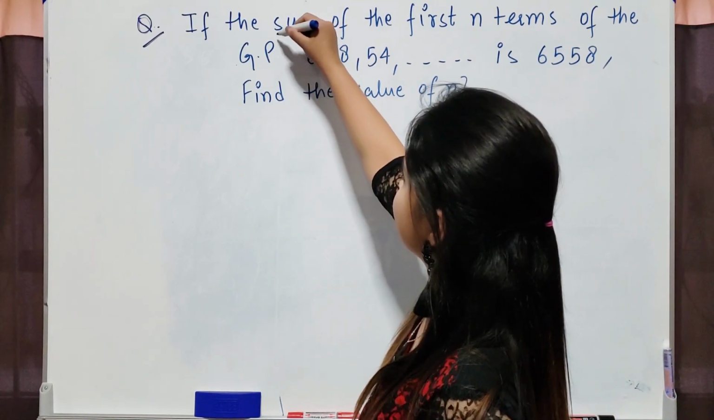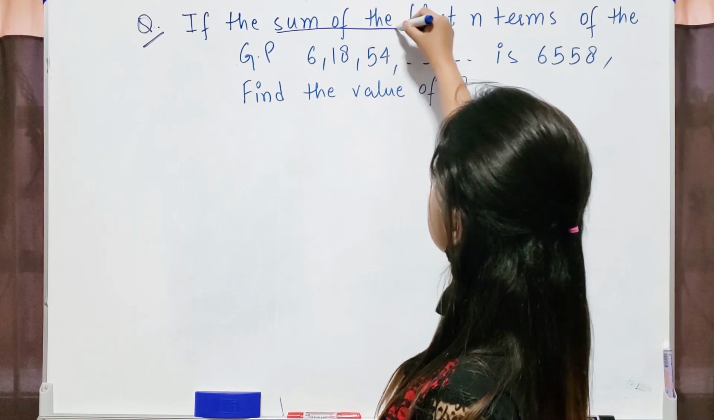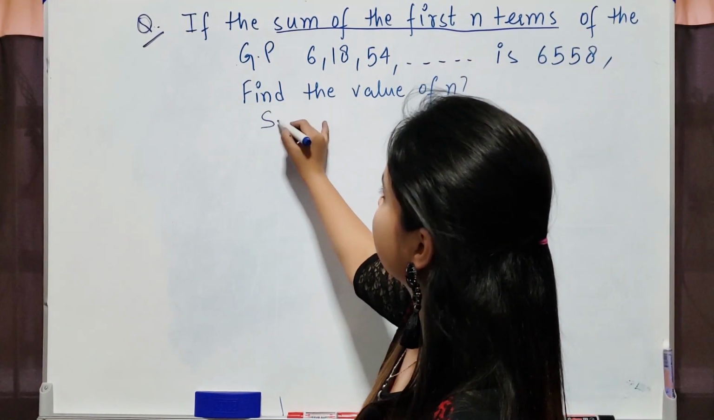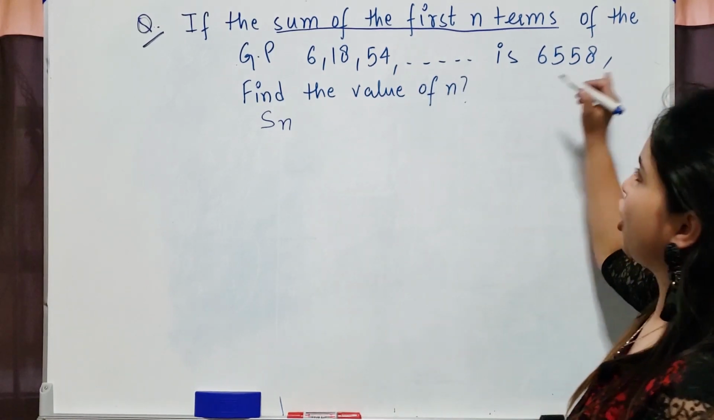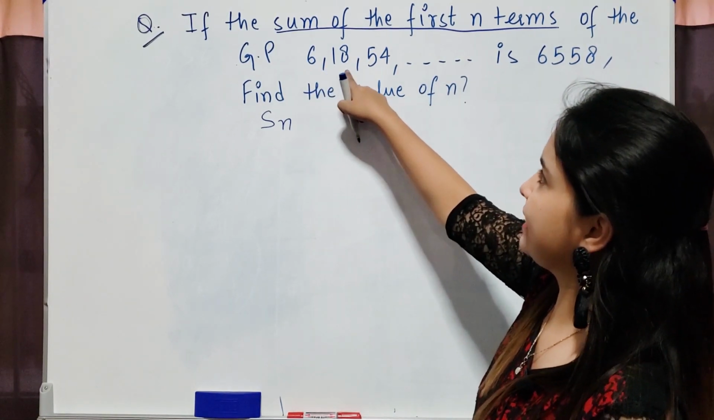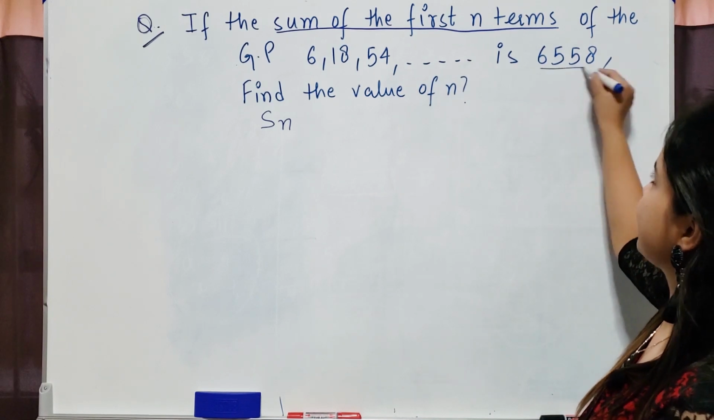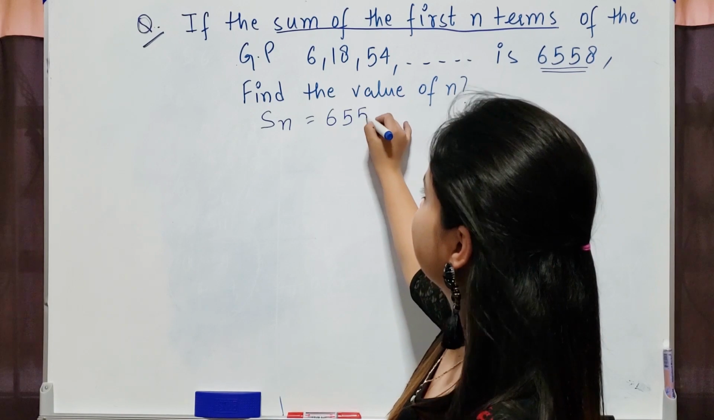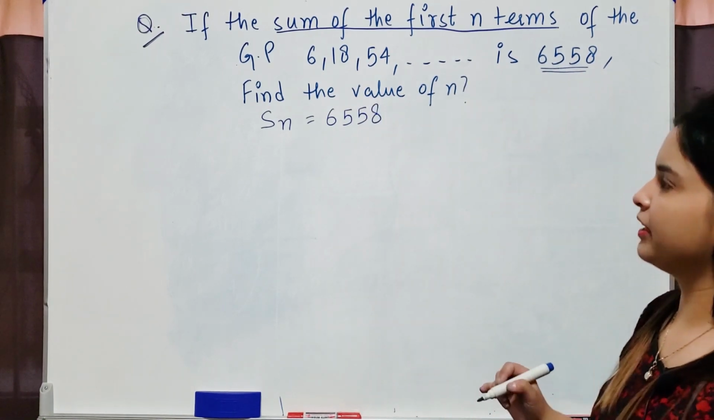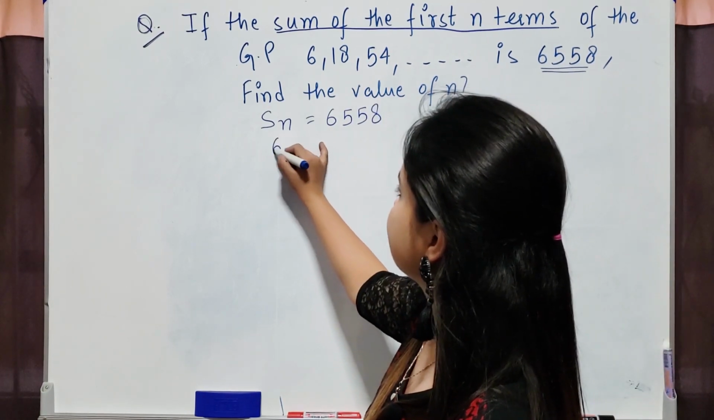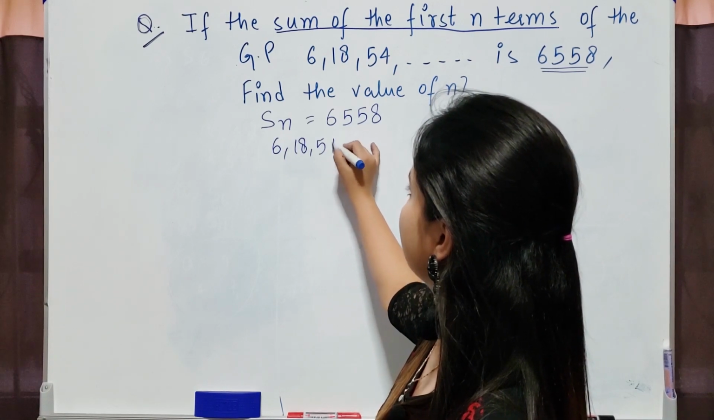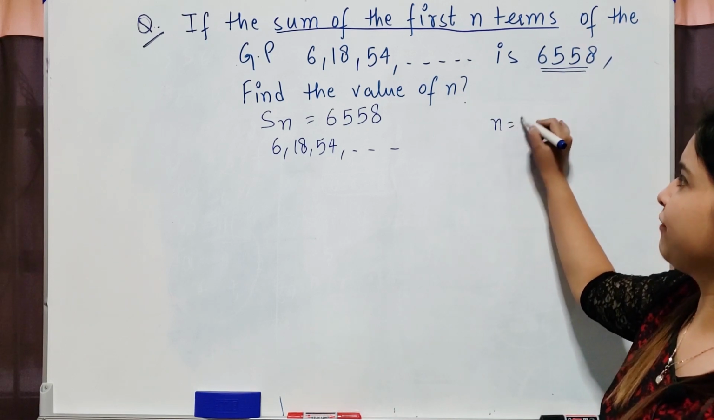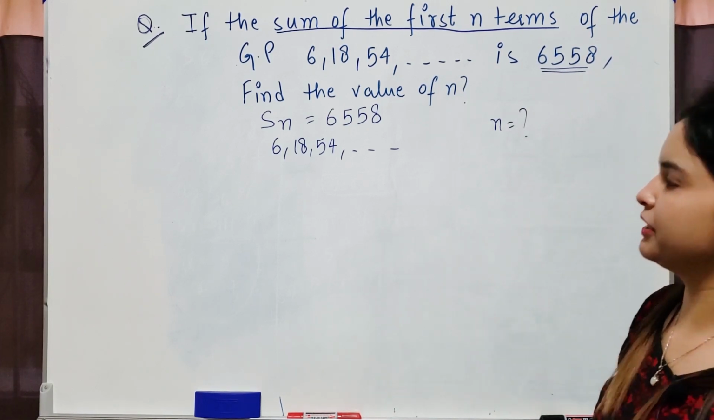Look at the next question. In this question, it says, if the sum of the first n terms of the given GP 6, 18, 54 is 6558, that means Sn is 6558. Find the value of n. That means you have to find n, the number of terms.